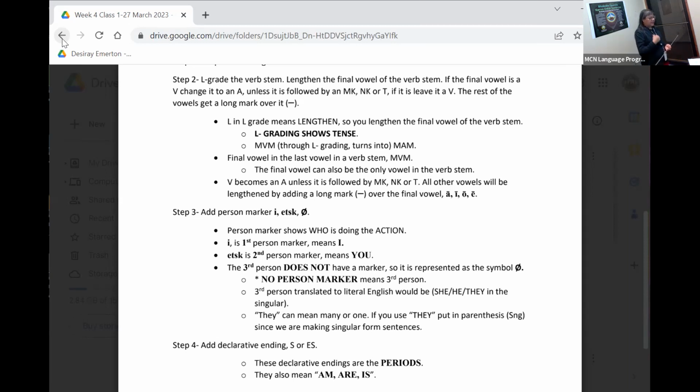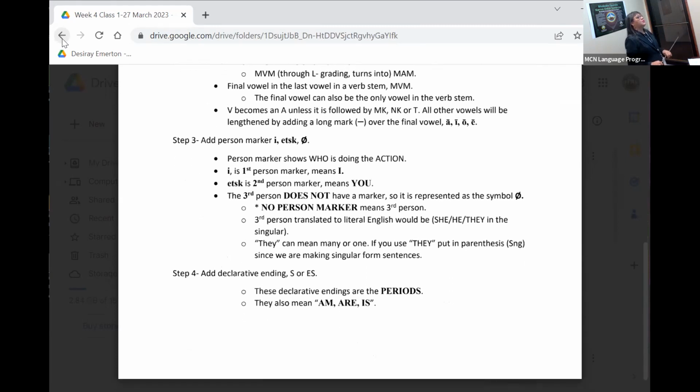And we've seen that in Ayeda. We were able to change the V to an A, and the verb stem was AY. So it could be the very first letter, like Ayeda, Ayes. V becomes an A unless it's followed by MK, NK, or T, and all other vowels will be lengthened by adding the long mark over the final vowel, A, I, O, E.